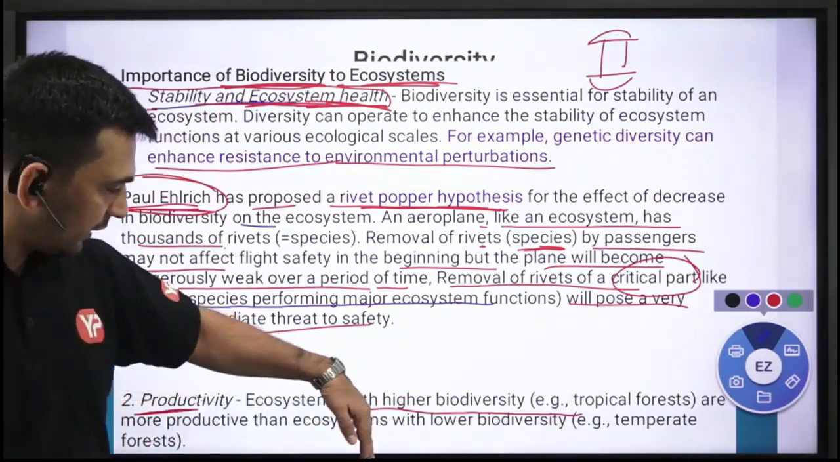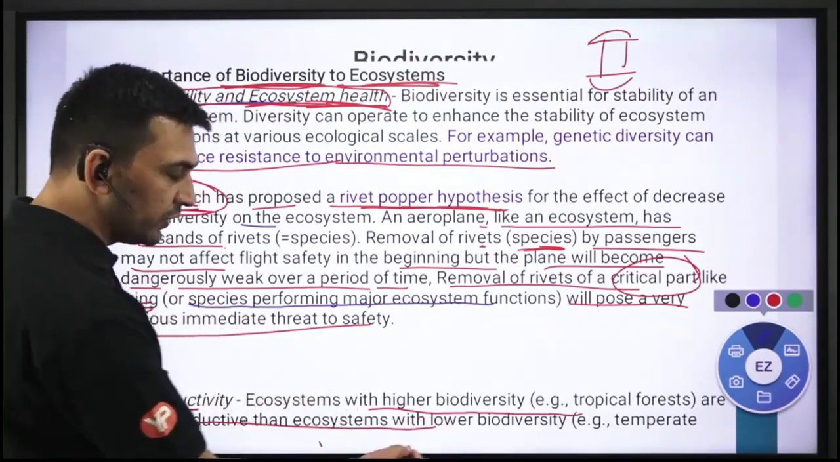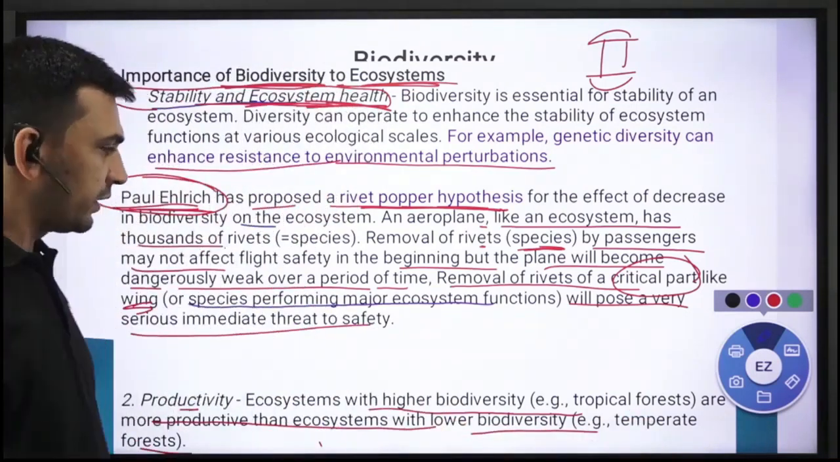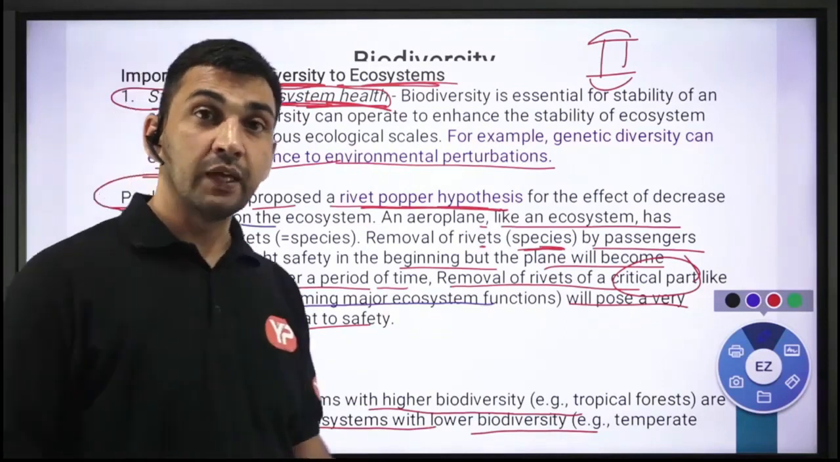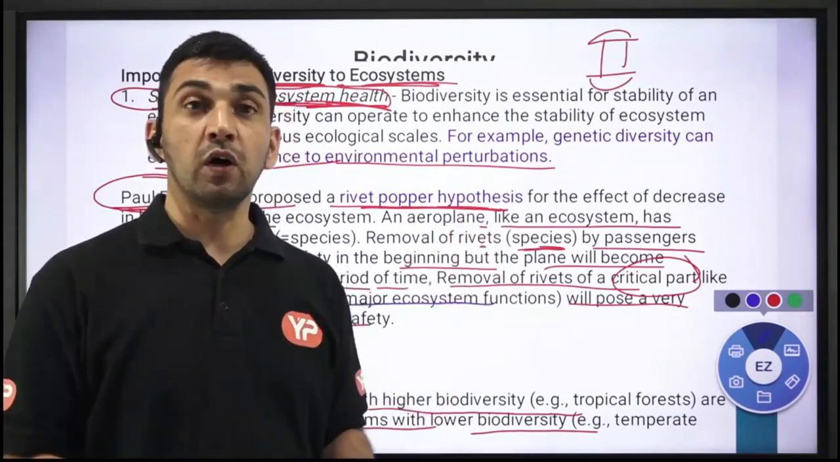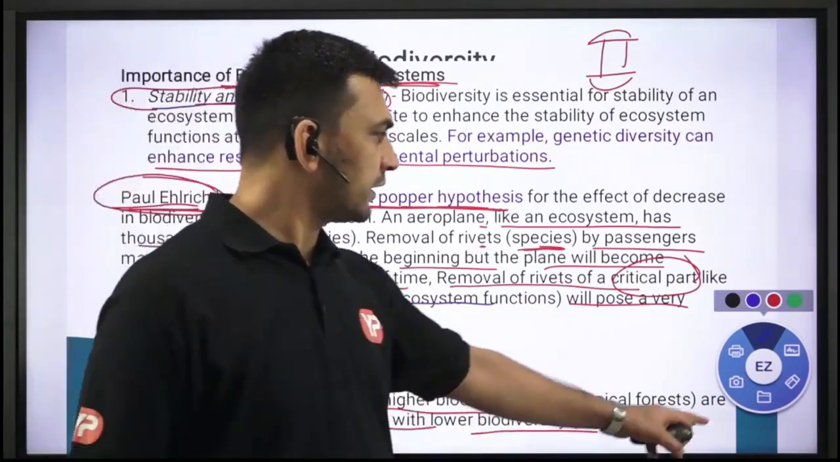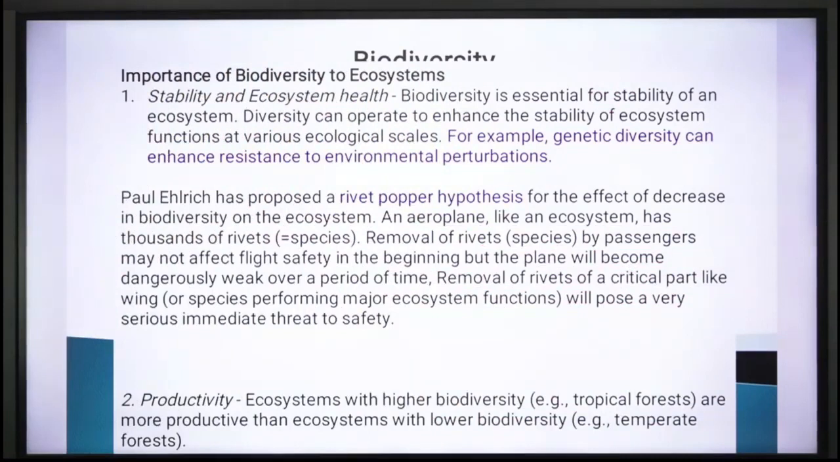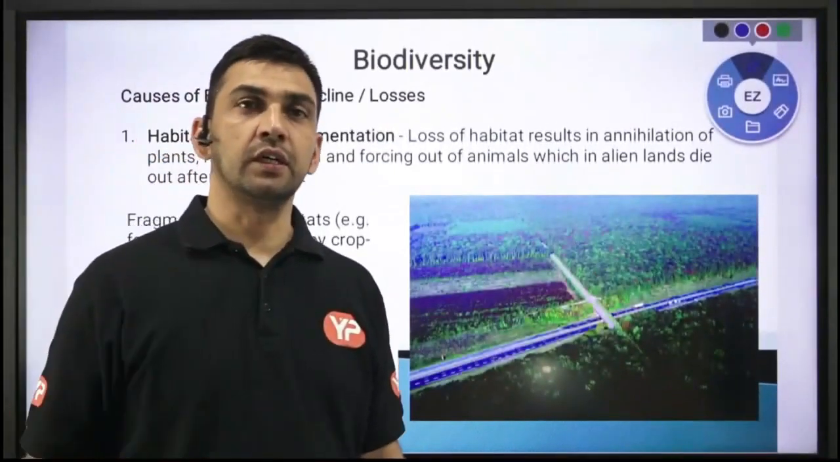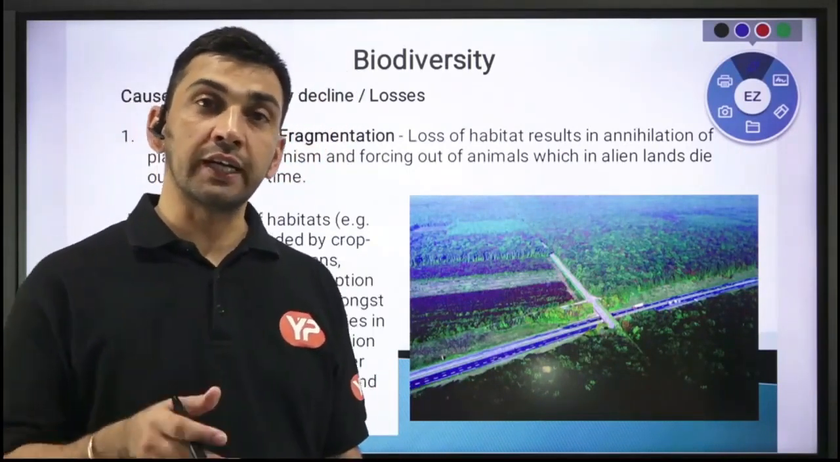More productive means a large amount of living biomass will be produced in that ecosystem. With lower biodiversity, lower diversity, obviously, if you take temperate forest, or a desert area, the productivity in that particular ecosystem is going to be low, because the biodiversity in that area is far less, right? So that is how you can see how important biodiversity is going to be in a particular ecosystem.